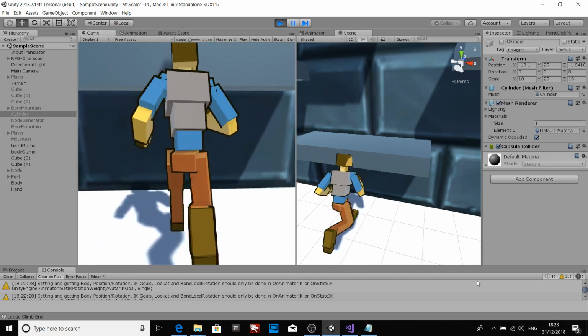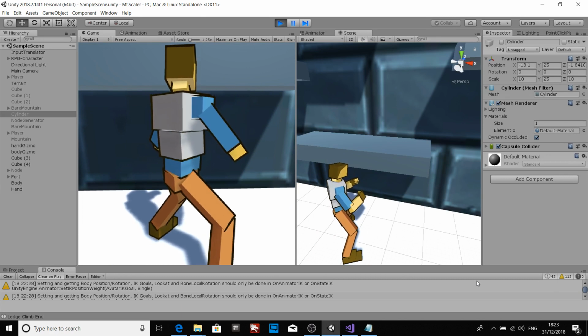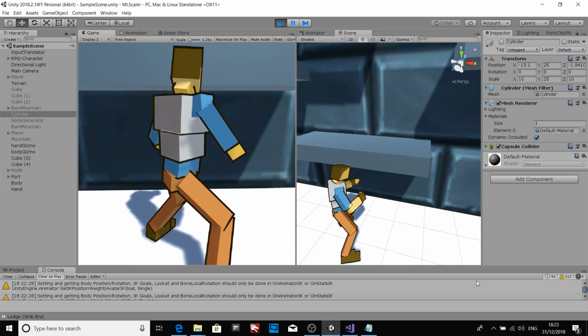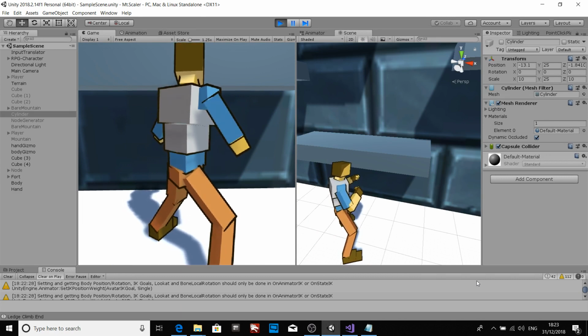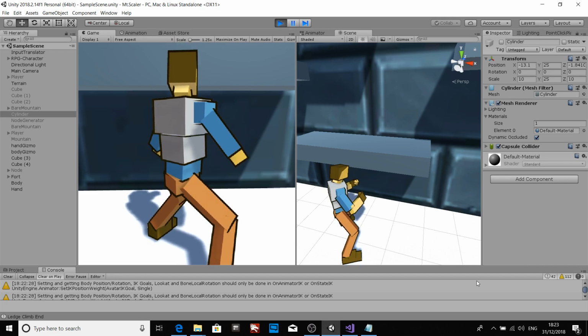This series is mainly to demonstrate the wall climbing system that I have developed, what I understand about the wall climbing system.